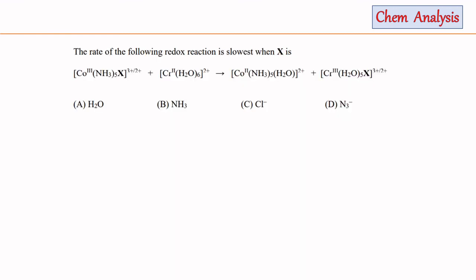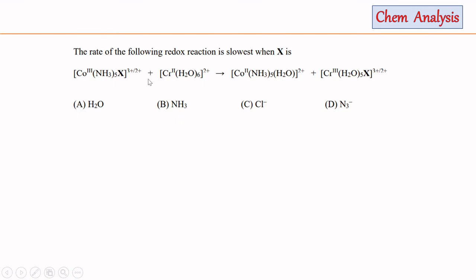This is a very important and conceptual based question, so try to understand carefully. Here we have to identify the ligand for which this redox reaction occurs very slowly. Here the charge 3 plus and 2 plus is for when X is an anion, like chloride or azide, it will be plus 2 and the cobalt center will be in plus 3 oxidation state, and when X is neutral the charge will be 3 plus and the central metal will be in plus 3 oxidation state.